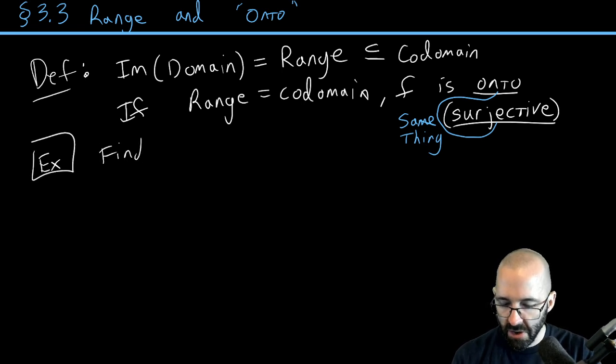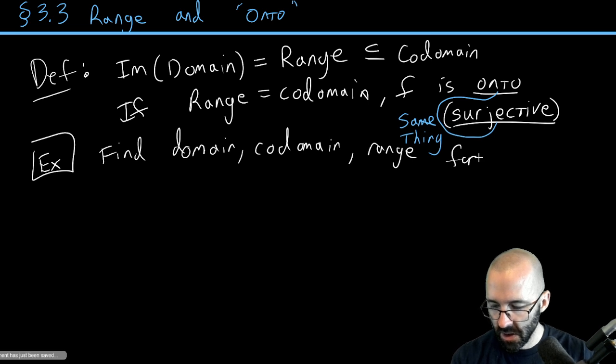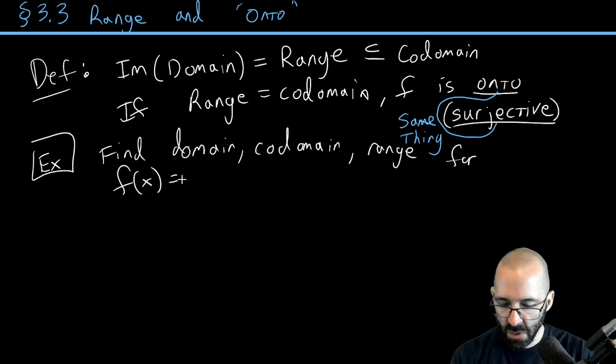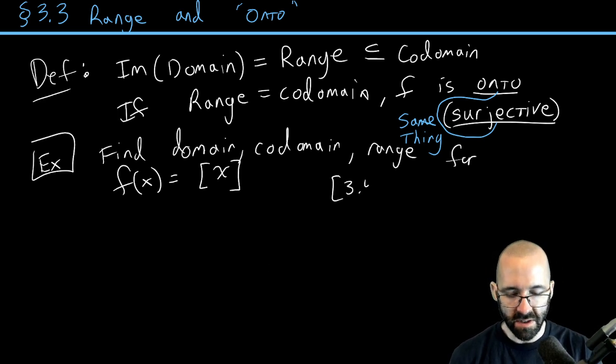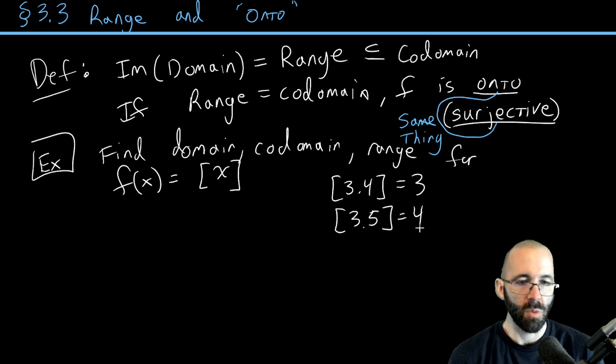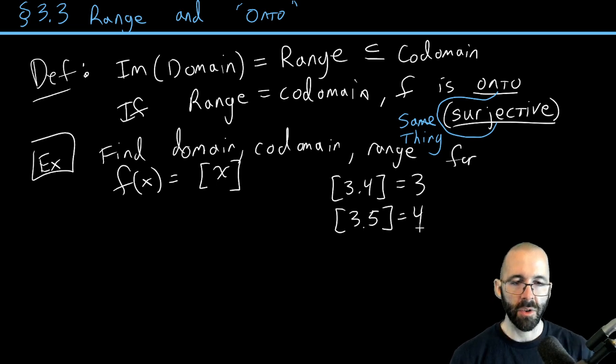So I want you to find the domain, the codomain, and the range for f of x equals the rounding function, the nearest integer function. So I don't know if you've seen this before, right? But the nearest integer for 3.4 is 3. The nearest integer for 3.5 is 4. It's just you round to the nearest integer. Okay? So find the domain, the codomain, and the range.